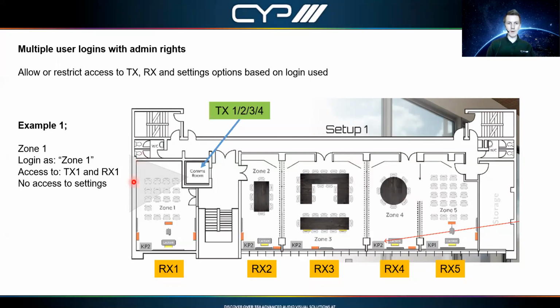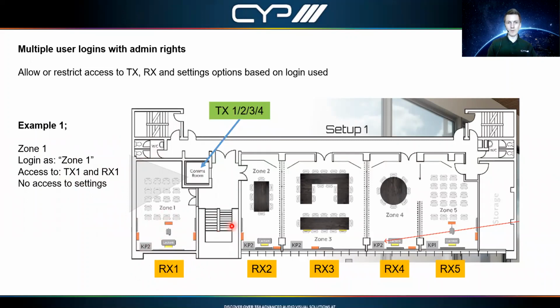You can see on this example there are 5 different zones. Zone 1, for example, may have a local screen, in this case maybe a projector, and it may have access to some of the transmitters. So as you see on the left here, you could set it so that when a user logs in as Zone 1, you have predetermined what they have access to. In this location, they may have access only to transmitter 1, TX1, and they would only have control and access to RX1, receiver 1, which is the receiver connected to this local screen.